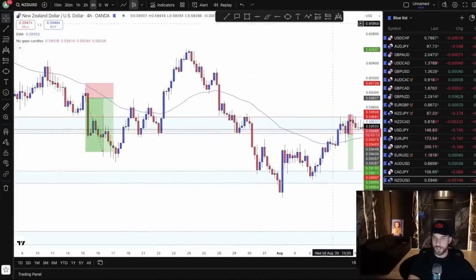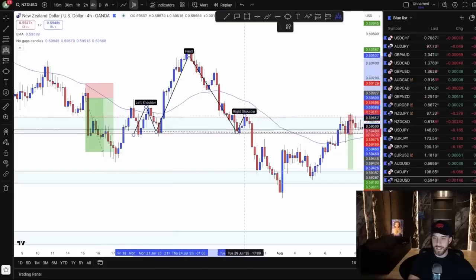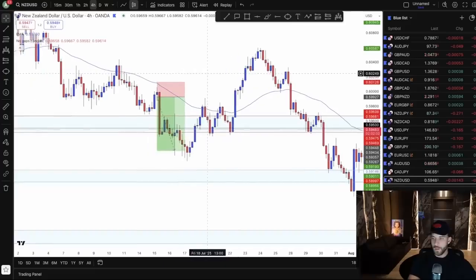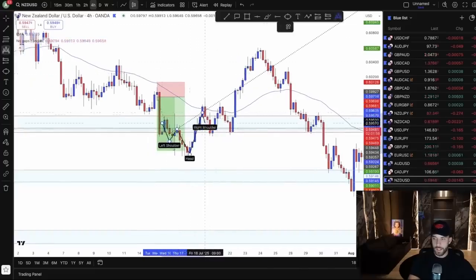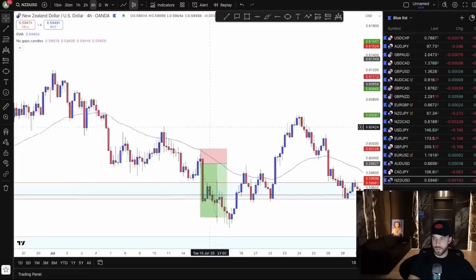Here's another beautiful example of a left, head, and then right shoulder. We broke, retested the neckline, and then we sold. Right here, we have an inverted head and shoulders. Right here, we have a left head, and then the right shoulder. Trade continued to go to the upside.